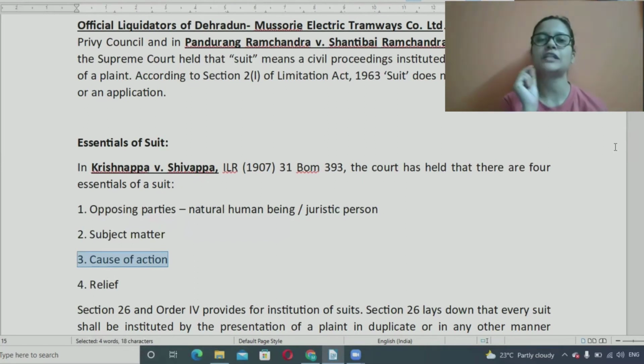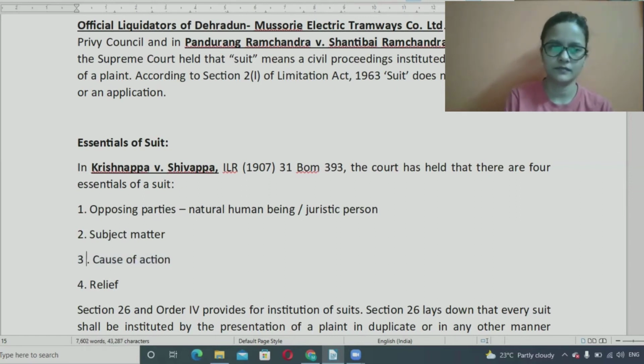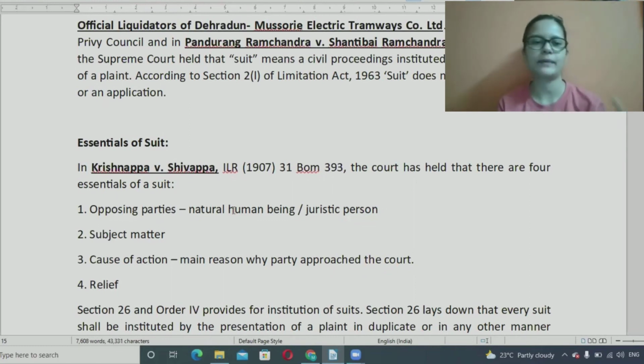So cause of action has to be a valid cause. It has to be a valid or strong enough reason that the court would accept. Otherwise, the court would simply say that there is no sufficient cause of action. This matter is dismissed. We are not entertaining this matter because the party has simply approached the court. There is no proper cause of action. So cause of action is very important, which simply means the main reason why the party approached the court.